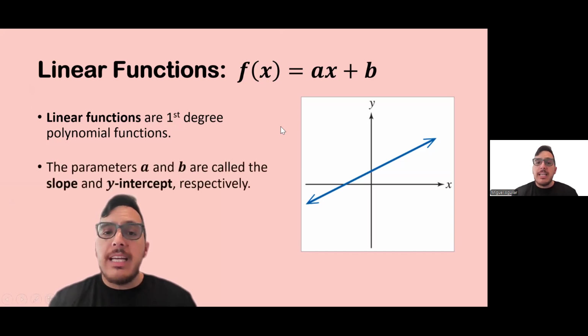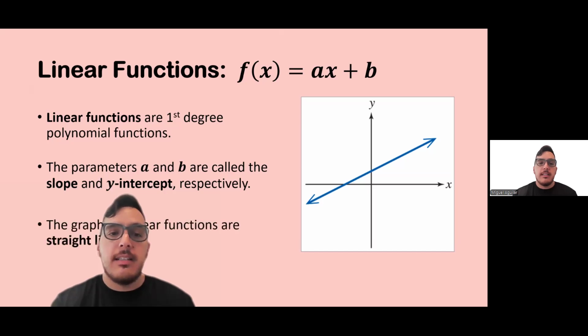So the parameters a and b, as you probably have learned in a previous math class, a represents the slope of the function and b represents the y-intercept. So where the line graph crosses the y-axis.